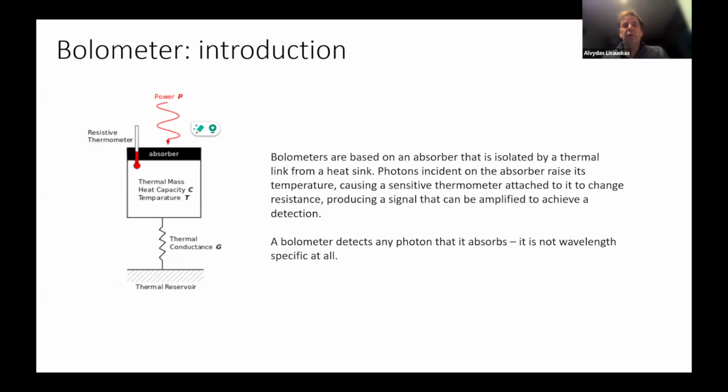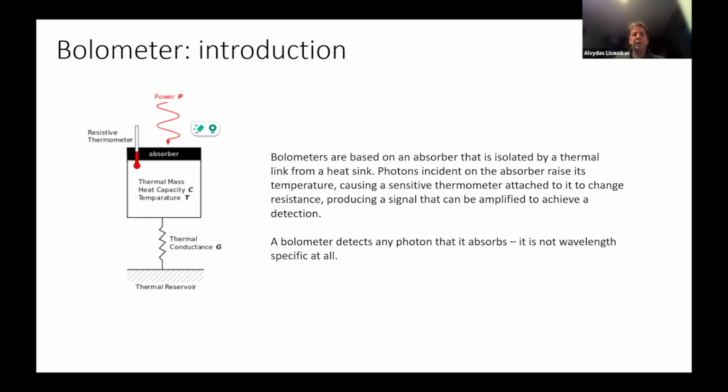So let's start from the bolometer. Bolometers are based on an absorber which is linked to a heat sink. There are several ways you can do so. In general, power is taken by the absorber, and you impose a temperature change on some specific heat mass, which is linked to the thermal reservoir with a thermal conductance. The question is only how to measure changes of the temperature.